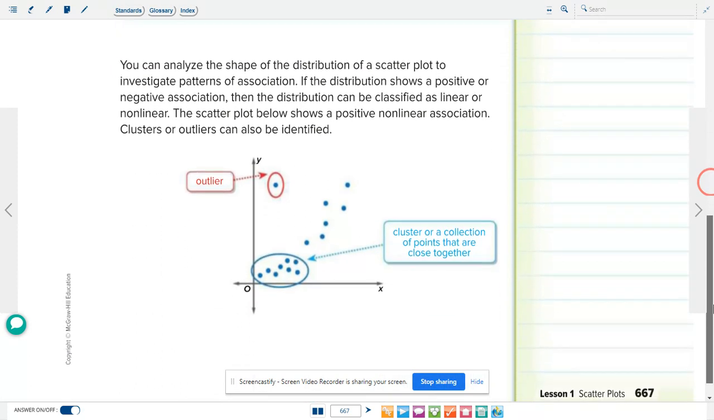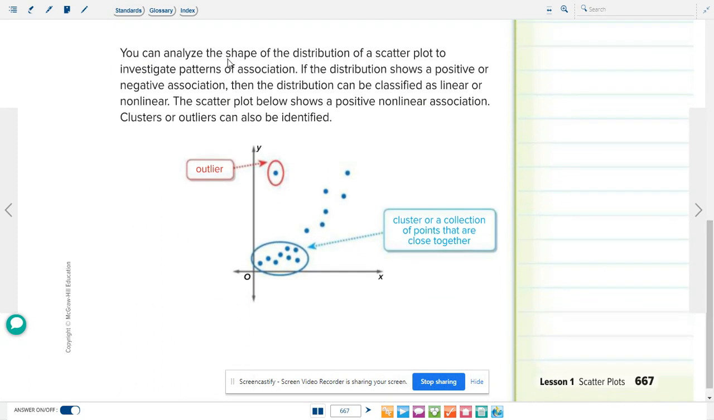Here's some more vocab. You can analyze the shape of the distribution of a scatter plot to investigate patterns of association. If the distribution shows a positive or negative association, then the distribution can be classified as linear or nonlinear. That's what we just talked about. The scatter plot below shows a positive, nonlinear association. Clusters or outliers can also be identified.